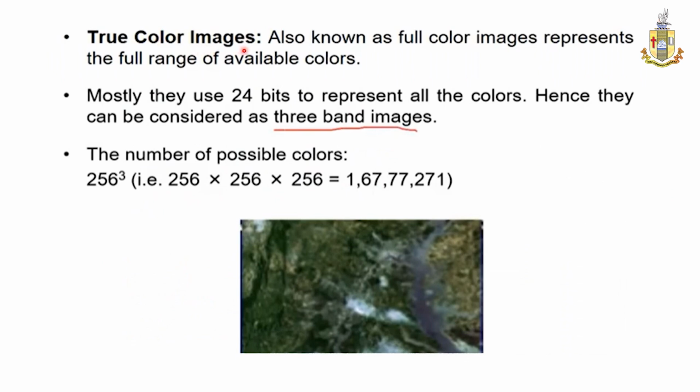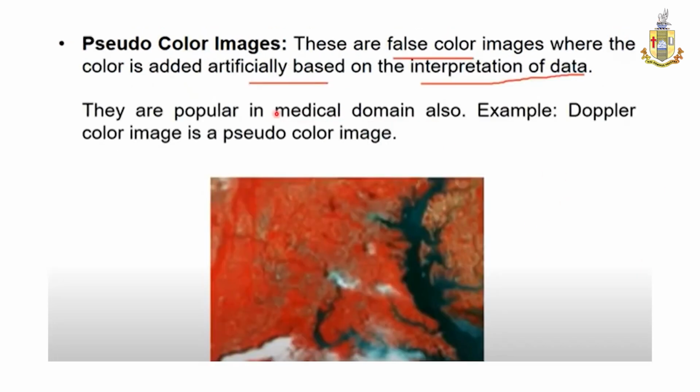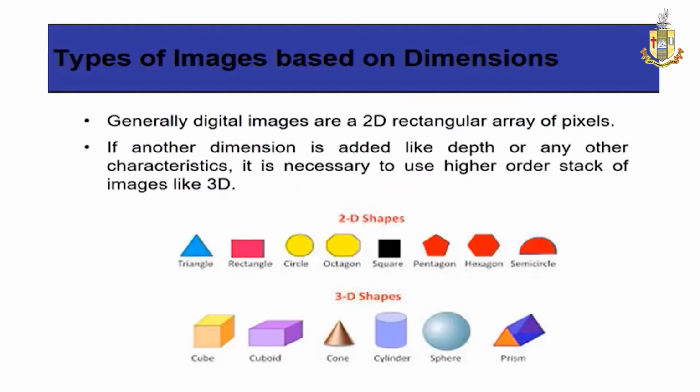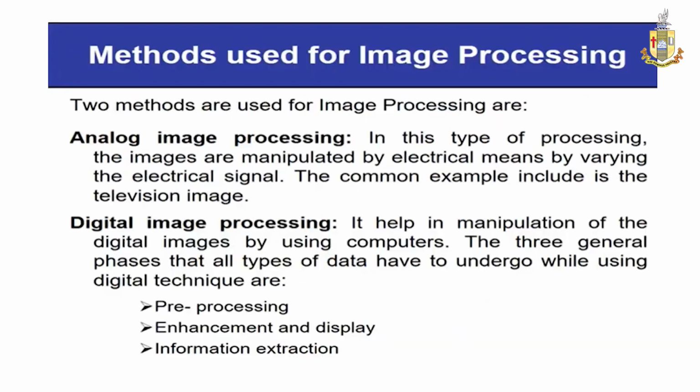And similarly, the color images consist of the primary colors red, green, blue, and every color channel is represented in the form of a pixel. So totally the color images are represented in the form of 24-bit representation. And pseudo color, it is nothing but a false color. The colors are artificially added based on the interpretation of data. Some of the examples are Doppler color images. And based on dimensions, we have two-dimensional shapes and three-dimensional shapes. These are all some of the examples.